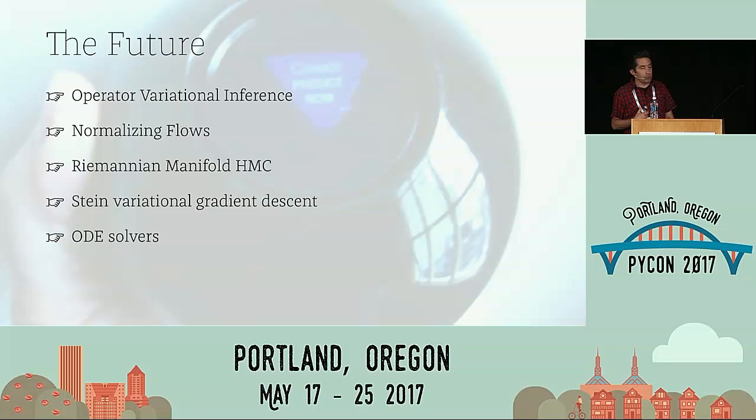The future is bright. We're getting lots of new stuff, pull requests for really interesting new stuff. Operator variational inference is one of these newer approaches for doing variational inference that has better approximation performance. Similarly, things like normalizing flows. Riemannian manifold HMC is a souped up version of HMC that uses not only gradient information, but second order derivatives to get even better proposals. Stein variational gradient descent, ODE solvers. And this year, we're happy to announce that we have 3 Google Summer of Code students that are going to be contributing as well, so we're excited about that.